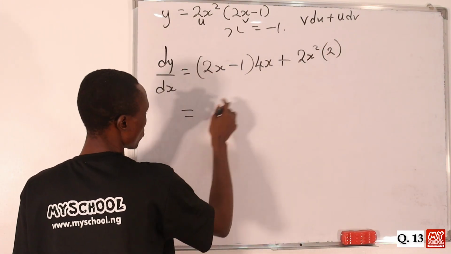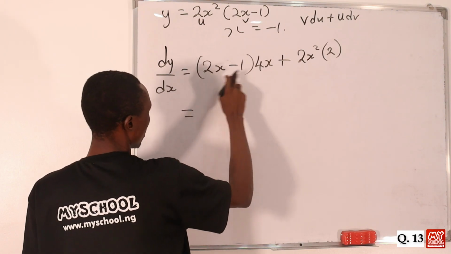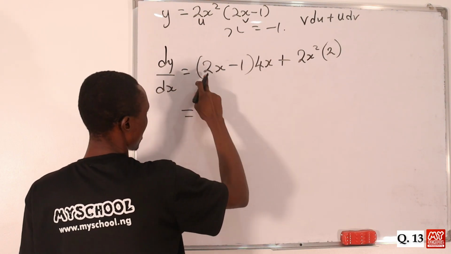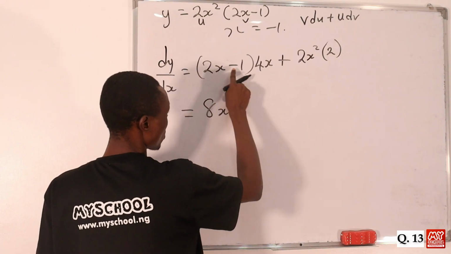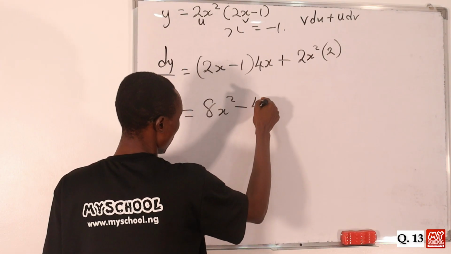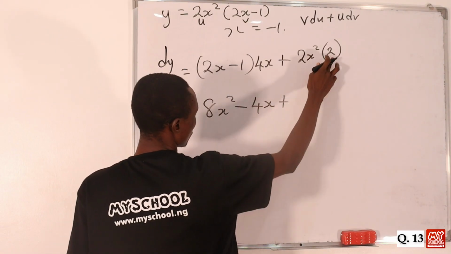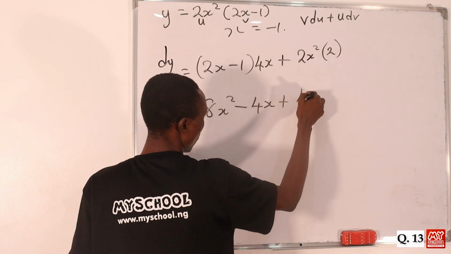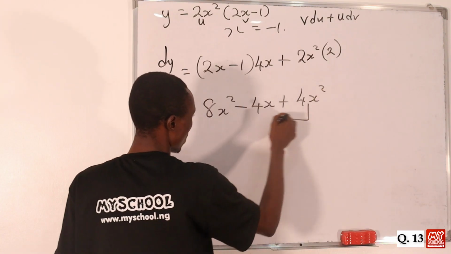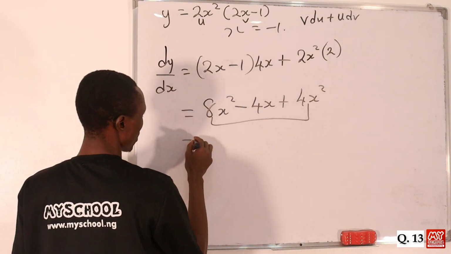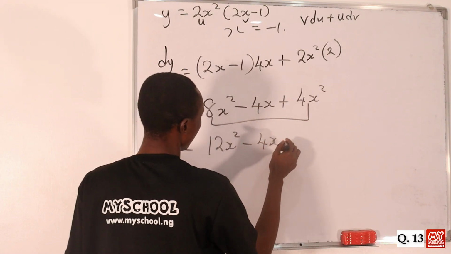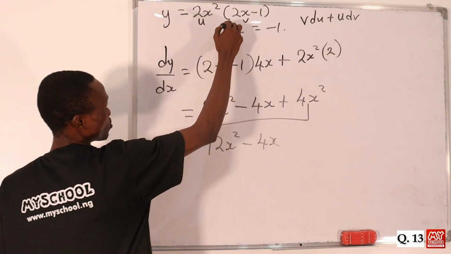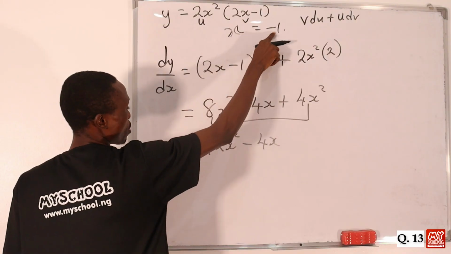So now we can open up the bracket. Here, 4x times 2x, that will be 8x squared. Then 4x times minus 1, that will be minus 4x. Then plus 2 times 2x squared, that will be 4x squared. So these two are like terms, so we can add them together, and that will be equal to 12x squared minus 4x.